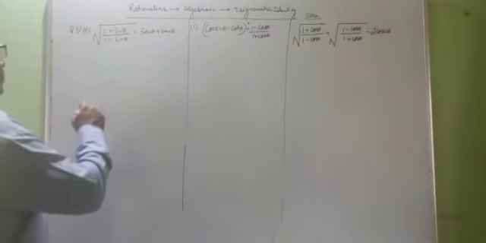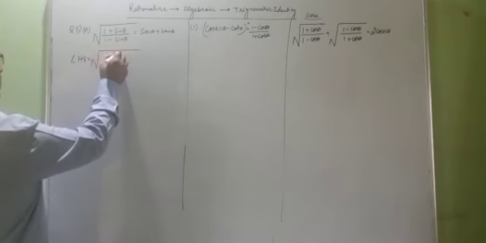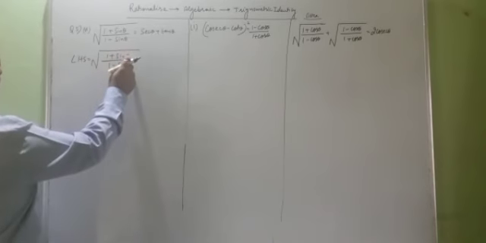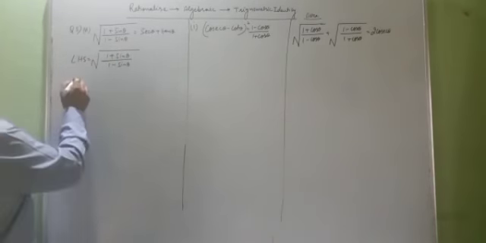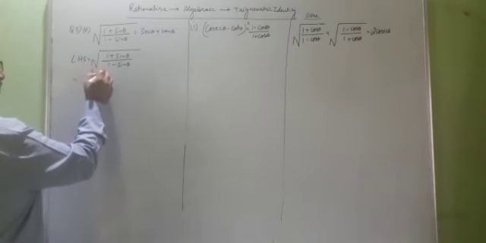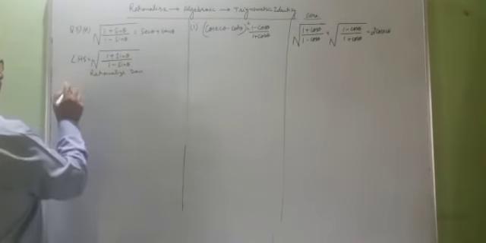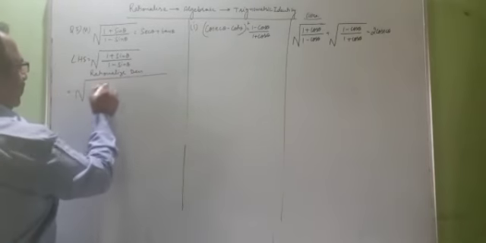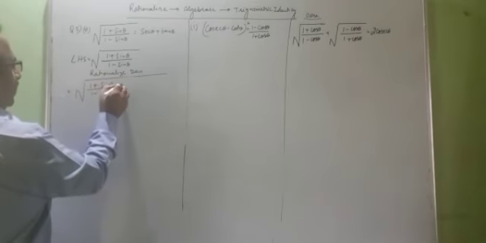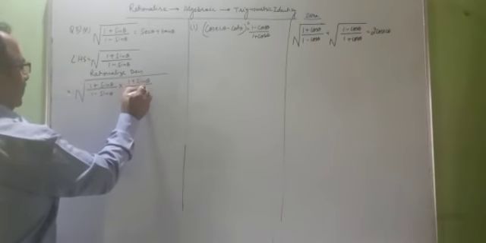So let's start. The LHS is 1 plus sine theta upon 1 minus sine theta. Look at single numerator, single denominator, single fraction. So we cannot take the LCM, so we have to go for rationalization. So rationalize the denominator. If you rationalize the denominator, let's see what you get. 1 plus sine theta upon 1 minus sine theta into 1 plus sine theta upon 1 plus sine theta.